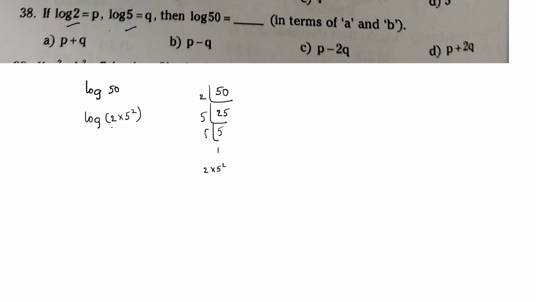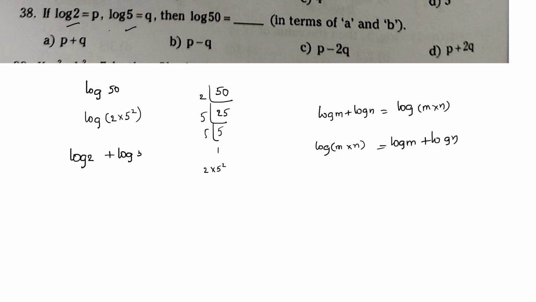Now apply the reverse formula of log m plus log n. If it is like this, log m plus log n, then the answer is log of m times n. And if the question is log of m times n, I can write the answer as log m plus log n. In the same way, log of 2 into 5 square can be written as log 2 plus log 5 square. And log 2 is nothing but p, plus log of 5 square can be written as 2 times log 5, and 2 times log 5 is q. So the answer is p plus 2q. That's it.